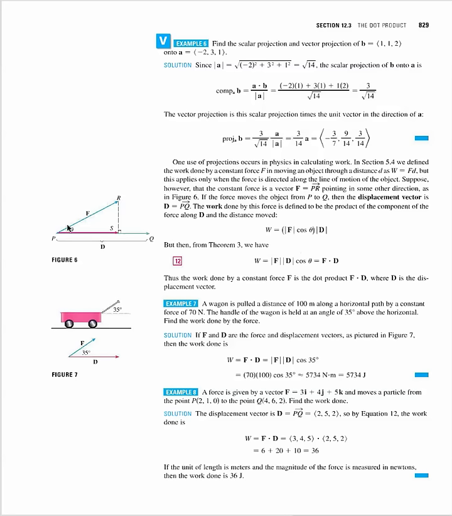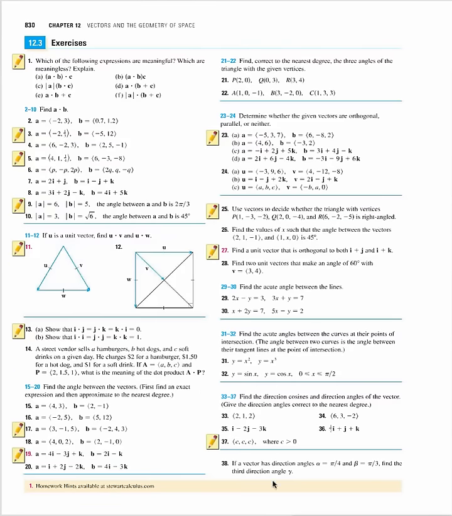So if you've got a force vector and a distance vector, I'm moving along a certain vector by being acted on by a force in maybe a slightly different direction or whatever. I can calculate the work done just by taking the dot product of the two. And example 7 and 8 show that in action. And there you have it.